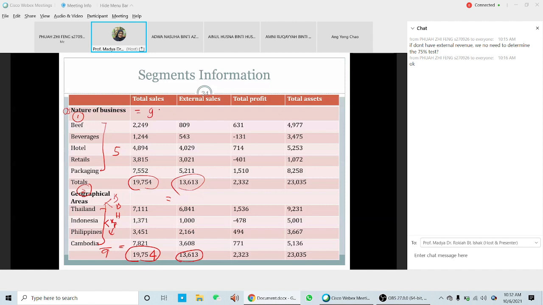Now we need to identify which one is a reportable segment. This is the step that we have. Step 1, you need to identify those that represent at least 10% of entity sales or profit. Not "and", it's supposed to be "or", because this is any of those criteria.